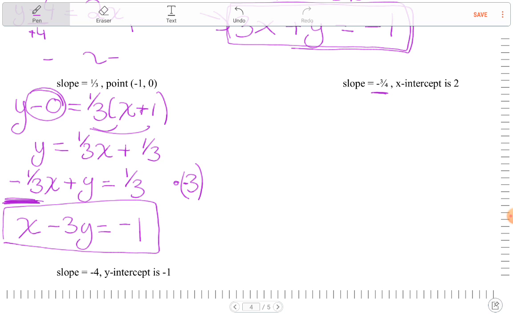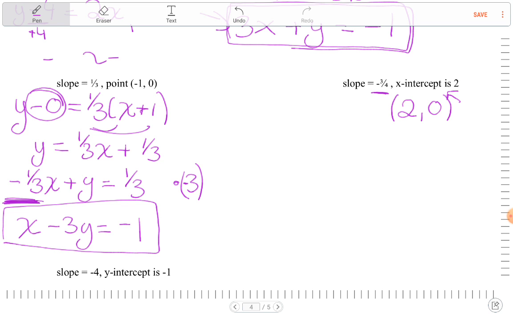Okay. Next problem, I have my slope. This time, it looks like they're not giving me a point. It says the x-intercept is 2. But remember from Algebra, we know that if the x-intercept is 2, that means on any x-intercept, the coordinate of y is always 0. So even though it doesn't look like they gave me a point, they actually did, because the x-intercept of 2 is the same as saying 2, 0.